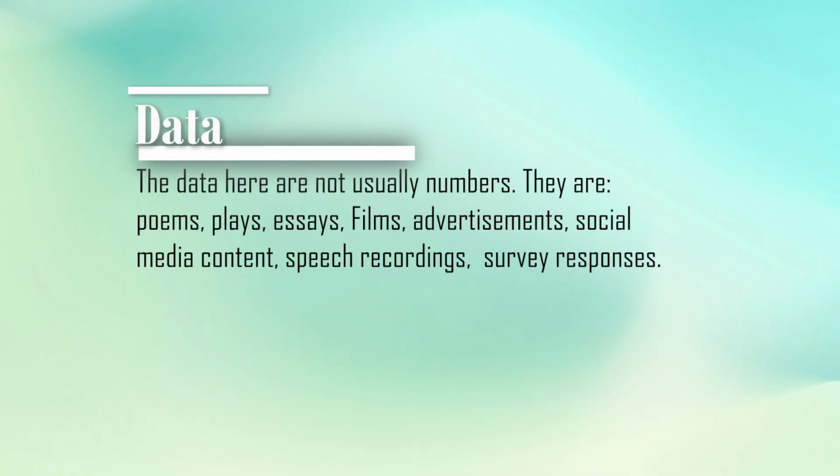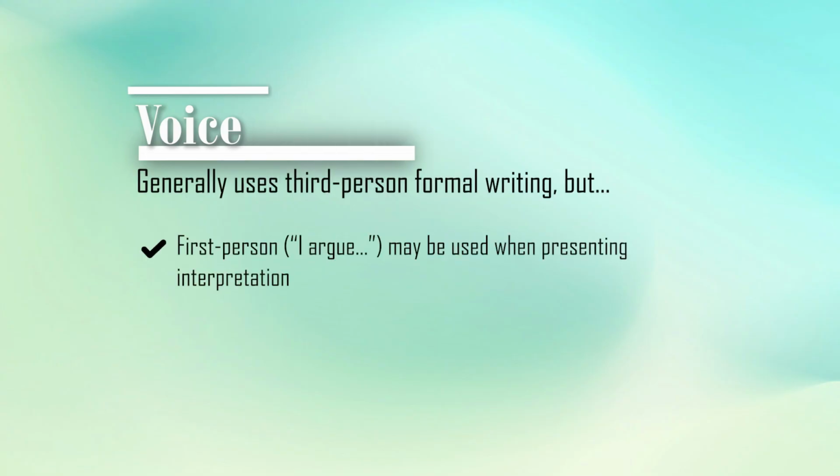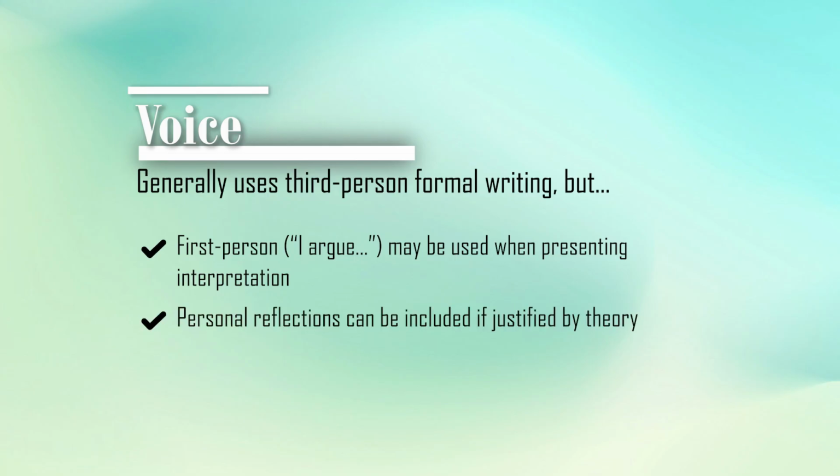Fourth is data. Data here is usually not numbers. It is poems, plays, essays, films, social media contexts, survey responses. Then comes the voice. Generally it uses third person formal writing, but first person, saying "I argue this," may be used when presenting interpretation. Personal reflections can be included if justified by theory. Why? Because interpretation is a scholarly perspective. Acknowledging the researcher's viewpoint improves transparency. However, voice should still be impersonal and academic and not emotional or informal.